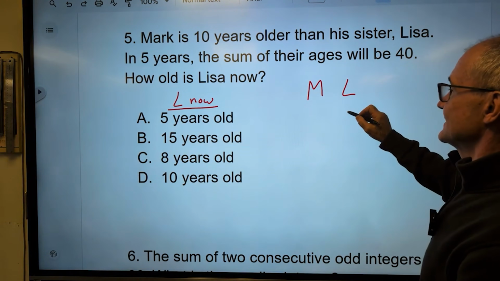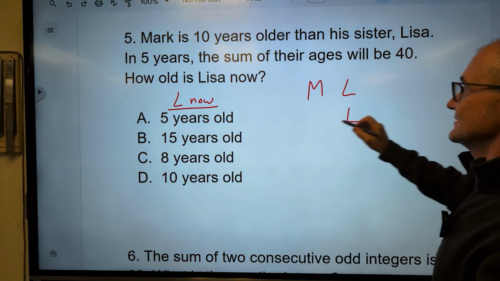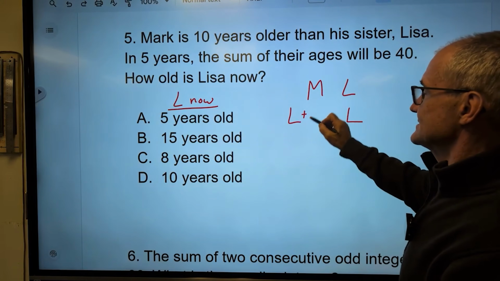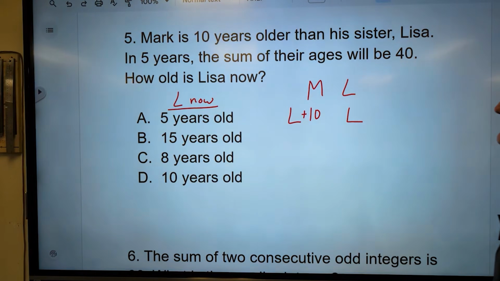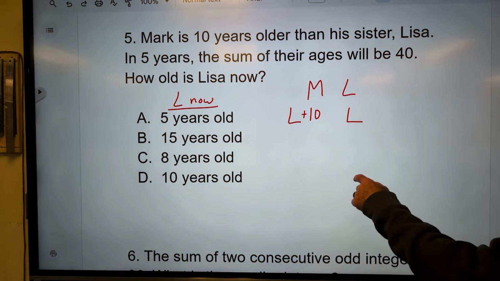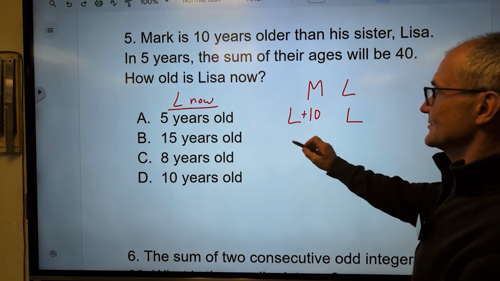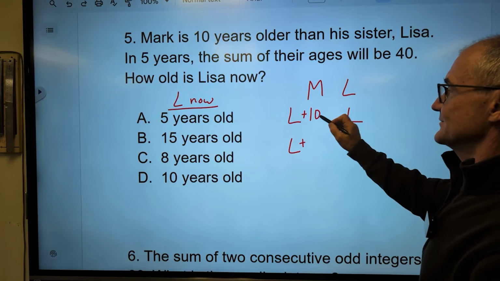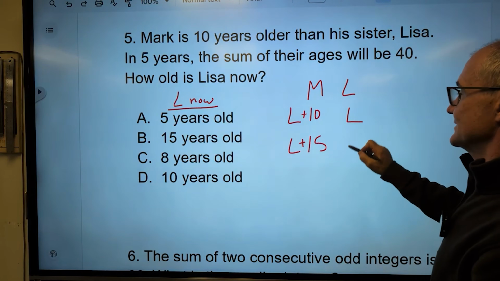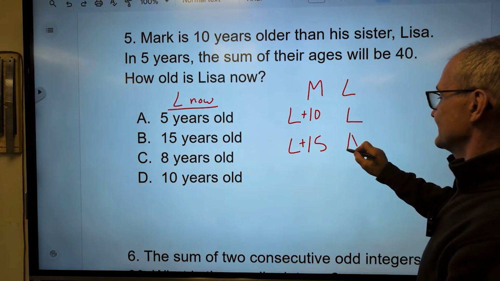So we'll just say at this point, Lisa's L, and whatever L is, Mark is 10 years older. In 5 years, Mark will be L plus 10 plus 5, and Lisa will be L plus 5.